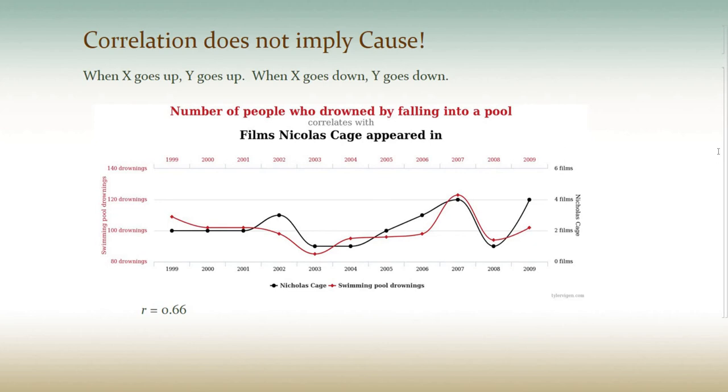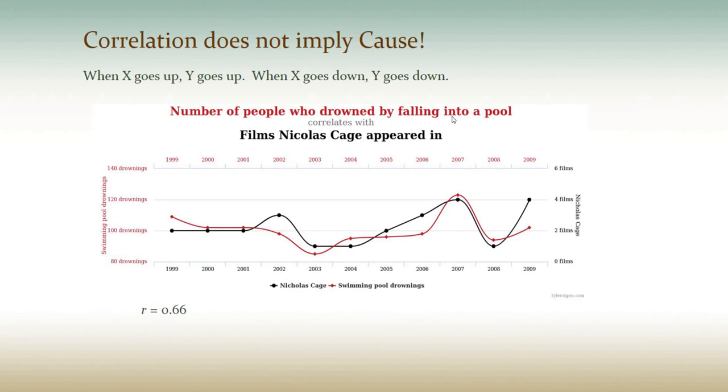Correlation does not imply cause. This is probably the most important thing to know about correlation. All it does is say that when one value goes up, the other goes up, and when the first value goes down, the other goes down. So here's an example of what's called spurious correlation. There's actually a whole website dedicated to this.